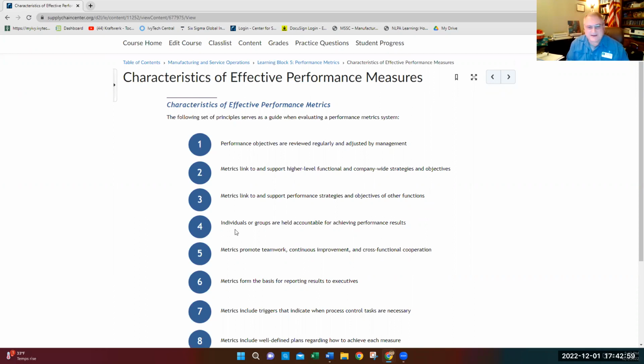Individuals or groups are held accountable for achieving performance results. So if you're doing a great job, then this is a way to be promoted and move up to more responsibility. And if you're doing something that would be a best practice, in other words, you're doing something so well that they want you to show everybody else how to do that particular function to get to a higher standard. That's one of the ways that you're held accountable for doing the job right.